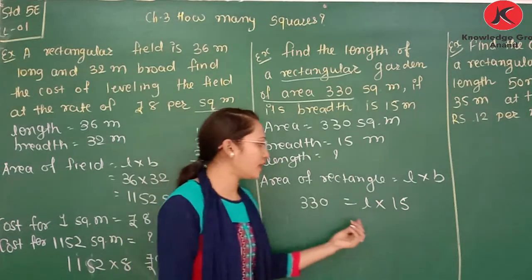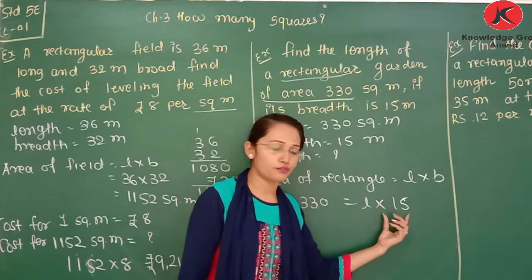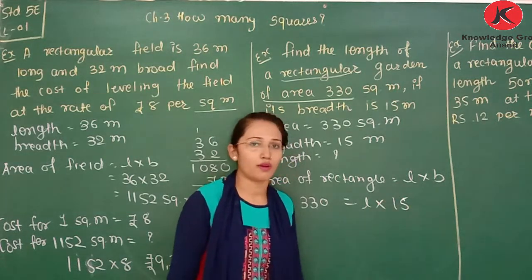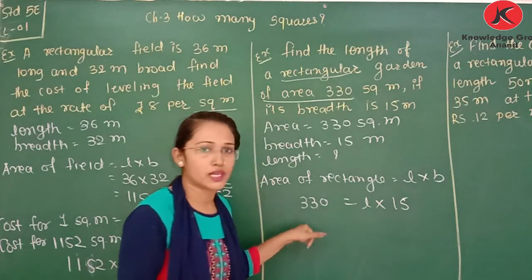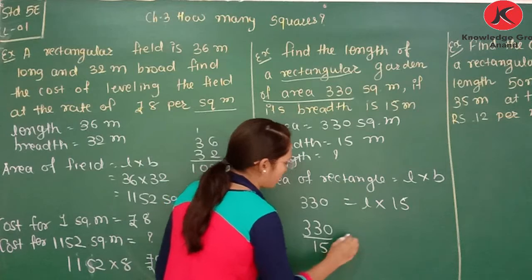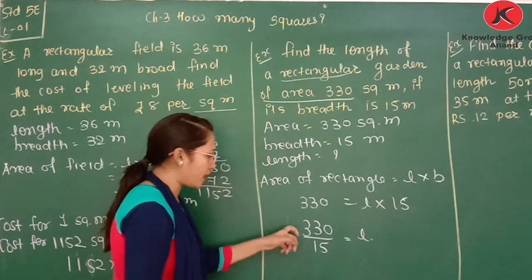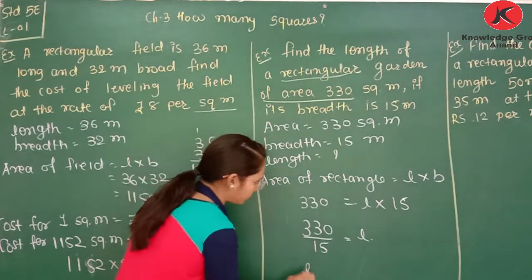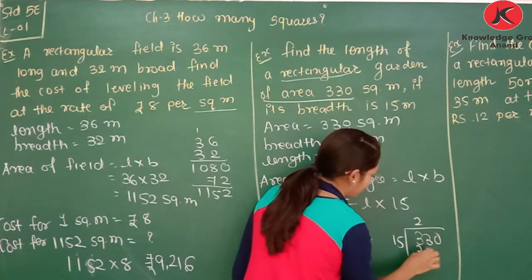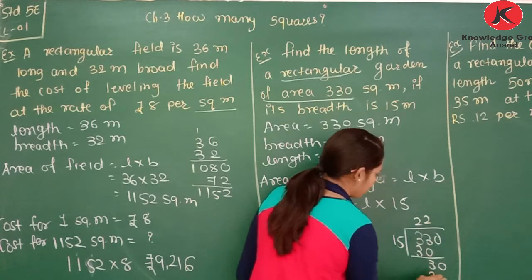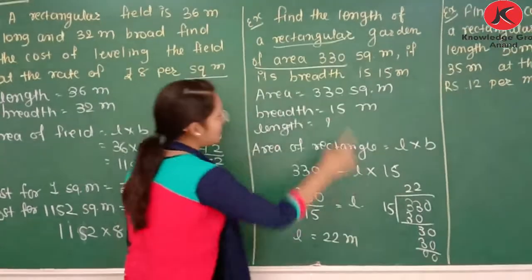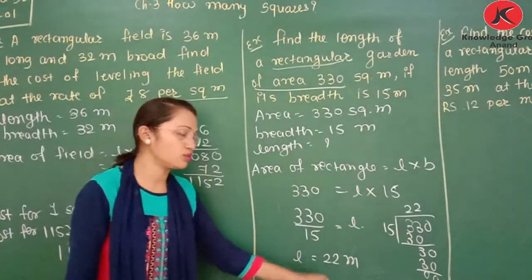Now I already told you that whenever you need to find L, you need to remove this 15. So 15 goes to the left side by dividing. 330 divide 15 is equal to L. If you divide 330 with 15, you will get 22 meter. So what is the length of the garden? That is 22 meters.